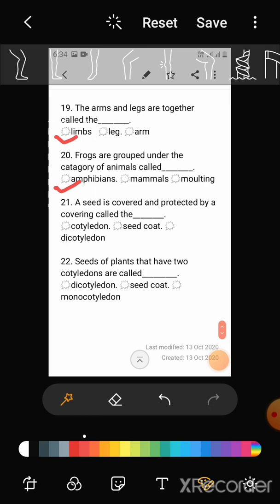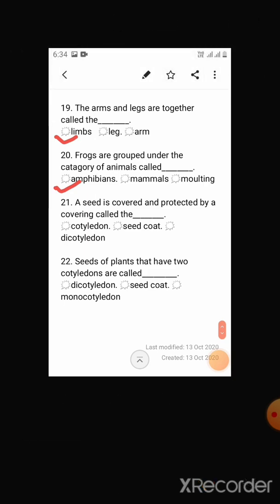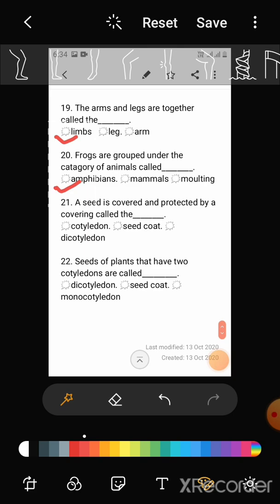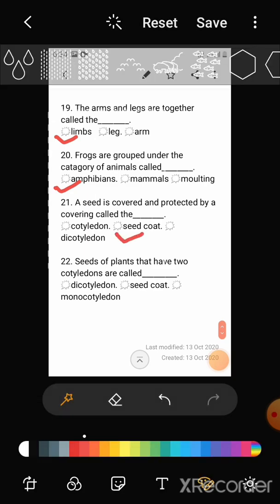Next, a seed is covered and protected by a covering called the dash. Given options are cotyledon, seed coat, and dicotyledon. And the correct answer is seed coat. A seed is covered and protected by a covering called the seed coat.